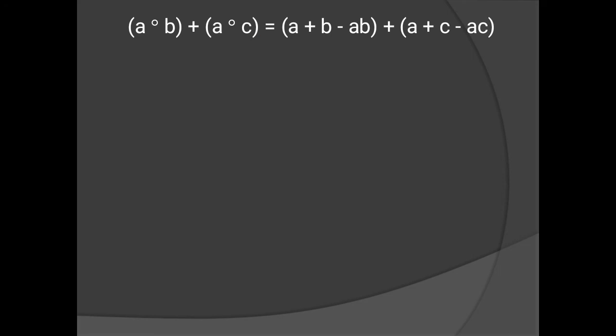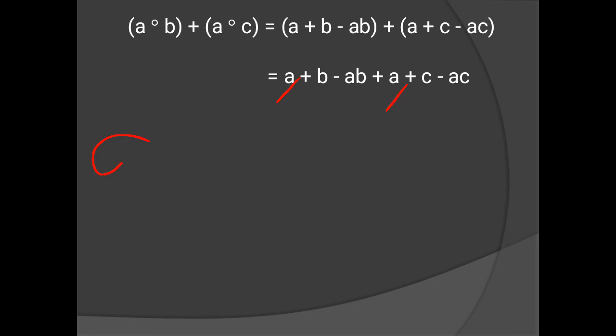Alright, so we just remove the parentheses, then we move on. So A plus B minus AB here, parentheses removed, plus here, A plus C minus AC, A plus C minus AC is here, parentheses removed. Then we check if there are some we can add or subtract and the like. So yes, we have like terms in here. I can see A here and A here.